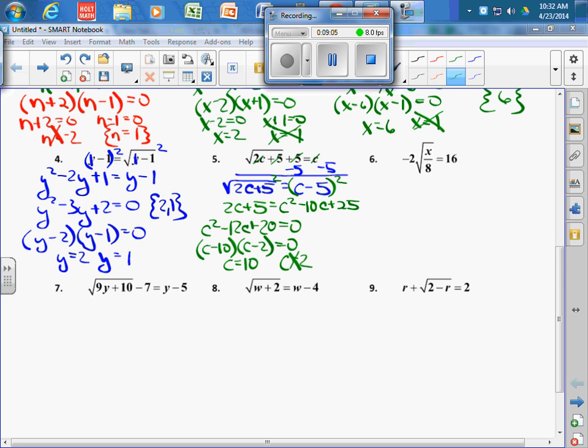I think I might have said that wrong. 2 times 2 is 4, plus 5 is 9. The square root of 9 is 3. 3 plus 5 is 8. It's still not equal to 2. The c equal to 2 doesn't work. Our answer here is 10.